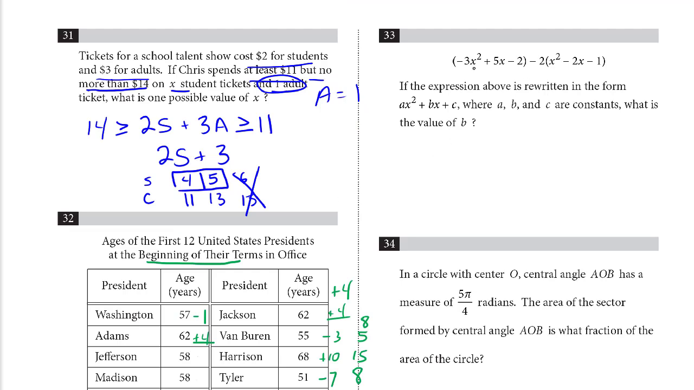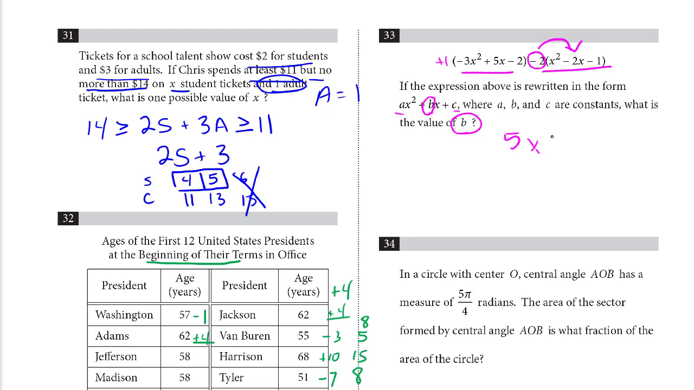Okay, looks like we have the addition or subtraction of polynomials. If the expression is rewritten in the form ax squared plus bx plus c, where a, b, and c are constants, what is the value of b? Well, b is the coefficient of the x variable. So all I really need to do here is sum my x terms. It's going to be plus 1 times 5x, or 5x, minus 2 times minus 2x. Don't forget the negative coefficient on the parentheses and the negative 2x inside.